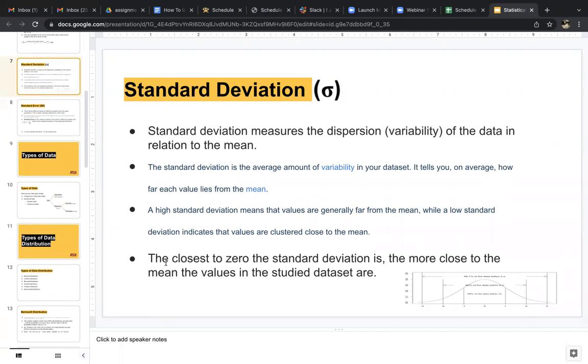Okay, so yeah, the closer to zero the standard deviation is, the closer to the mean the values in the studied data set are. So ideally, your standard deviation should be as low as possible.